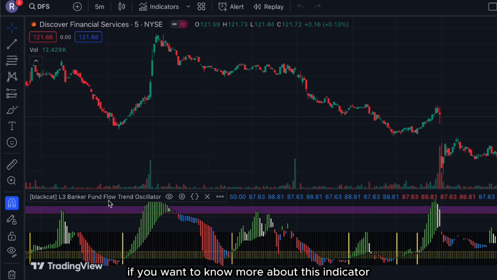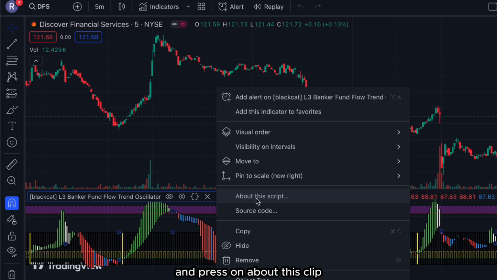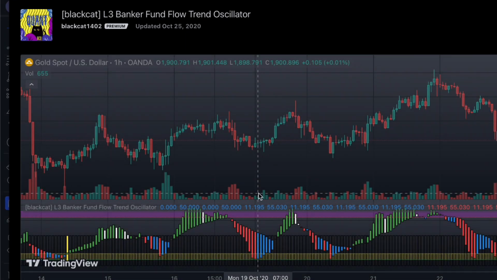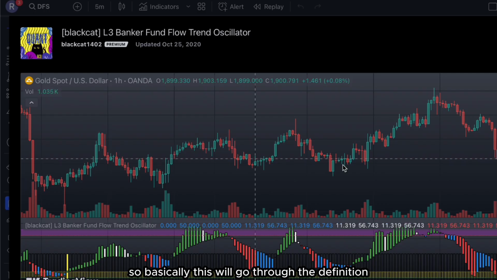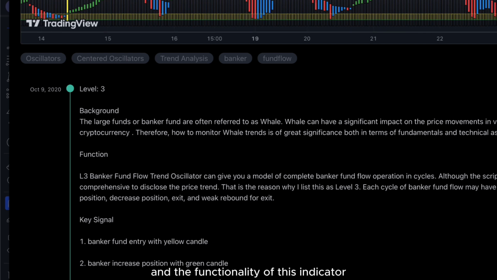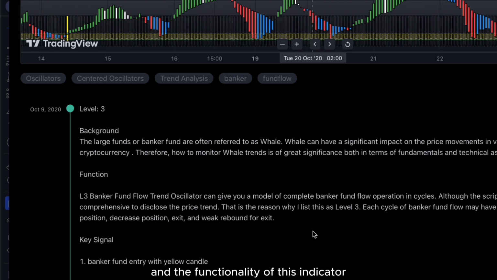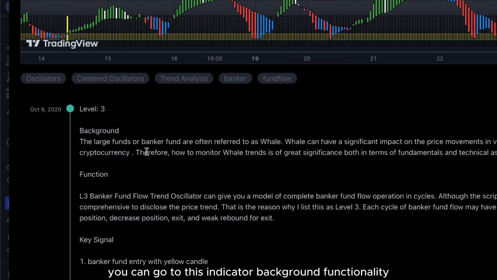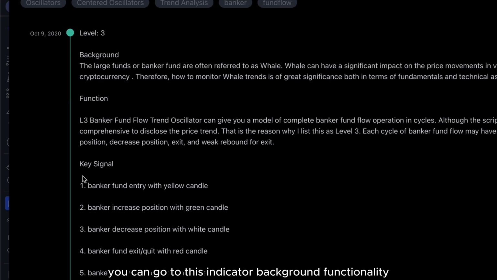If you want to know more about this indicator, you can go to the indicators and press these 3 dots and press About this script. Basically, this will go through the definition and the functionality of this indicator. You can go through this indicator's background functionality and also the key signals that we just went through.